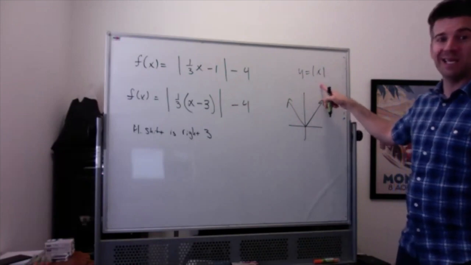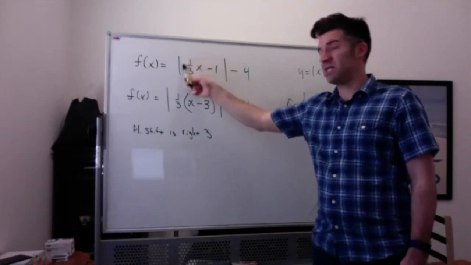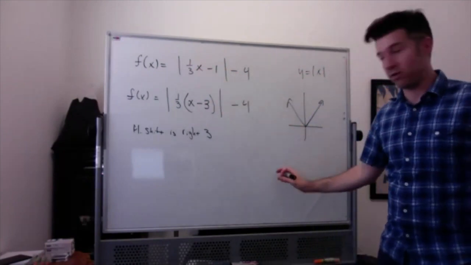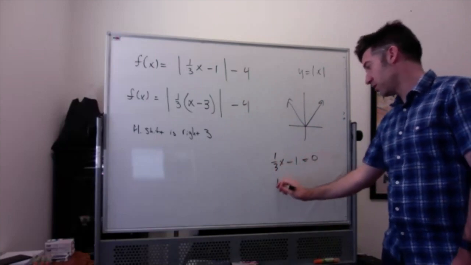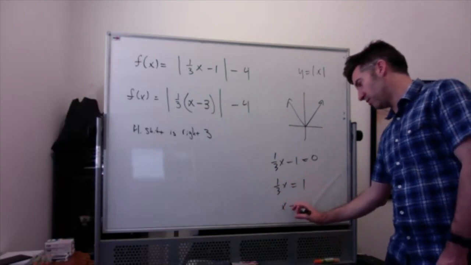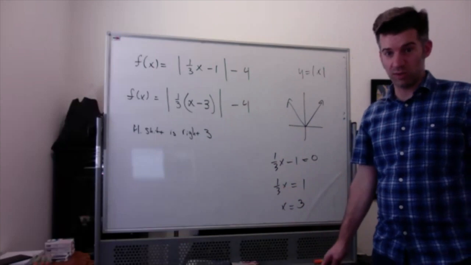So the idea is to say, what's going to make this whole inside equal to 0? So you set the inside equal to 0. 1/3 x minus 1 equals 0. 1/3 x equals positive 1, times by 3, x equals 3. So that's another way you can figure out the horizontal shift.